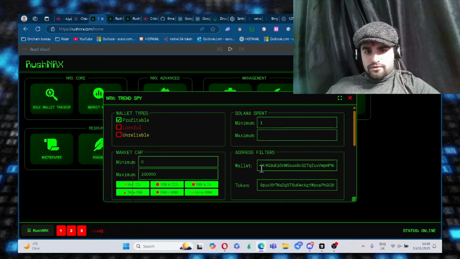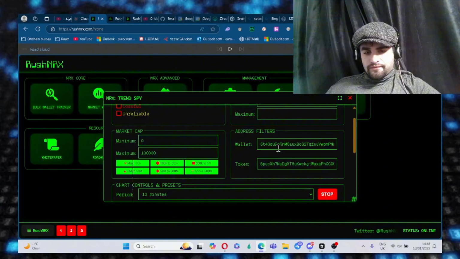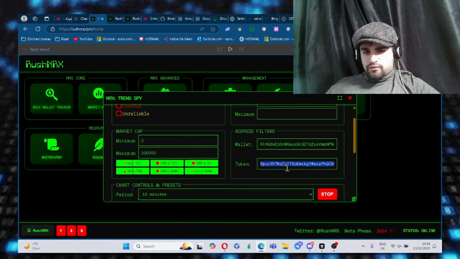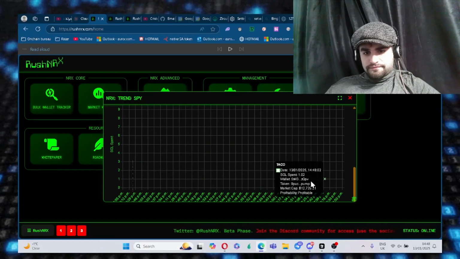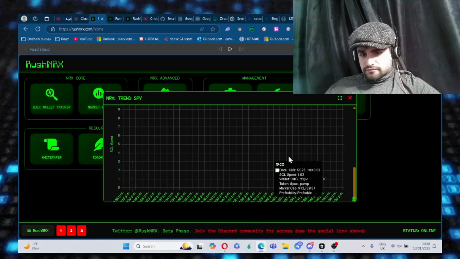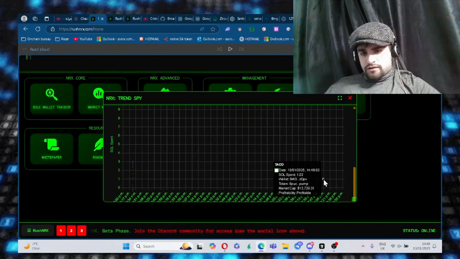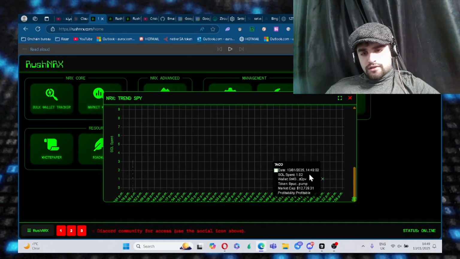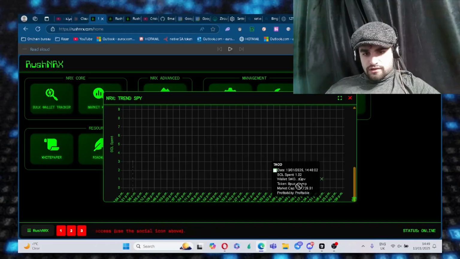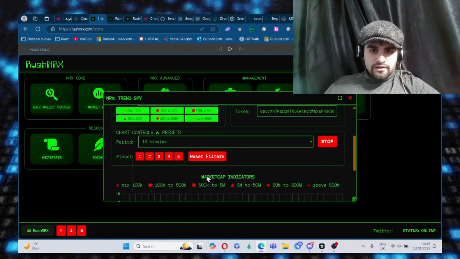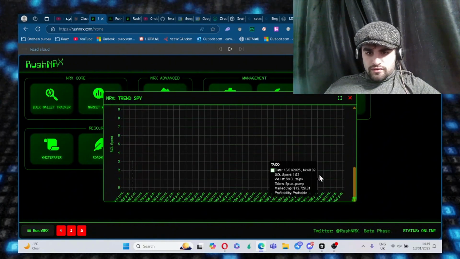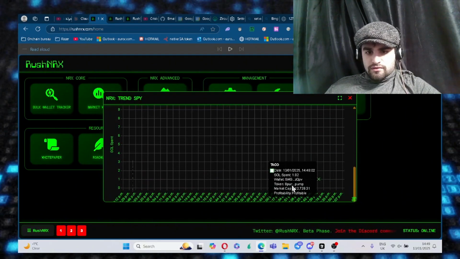How am I able to get, and why, when did I get this? Address filters. Okay, I like this feature. I would like to be able to click on the contract address and enter the screener. Ah, it's the same one. Look, okay.